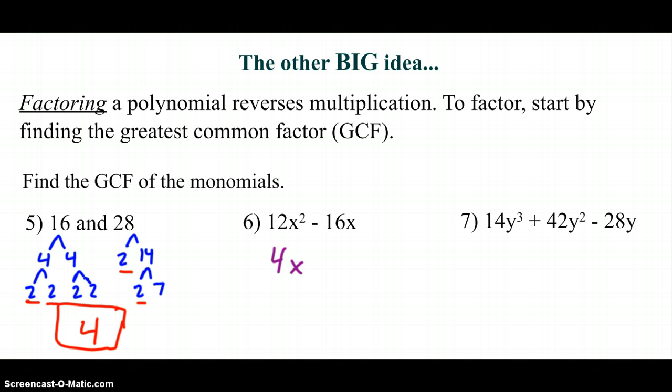Okay, one more like this. This time we have 3 terms: 14y cubed, 42y squared, and 28y. First thing I'm noticing is that 14 goes evenly into all 3. 14 times 2 is 28. 14 times 3 is 42. So 14, as far as the coefficients goes, is the greatest common factor.